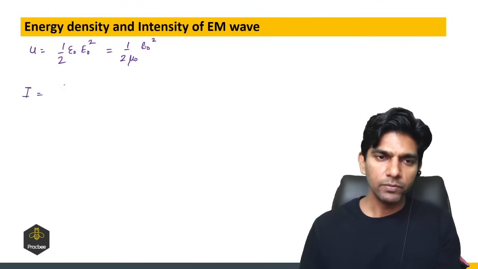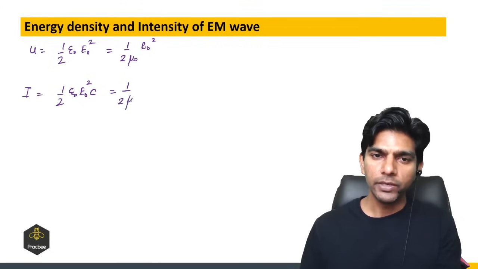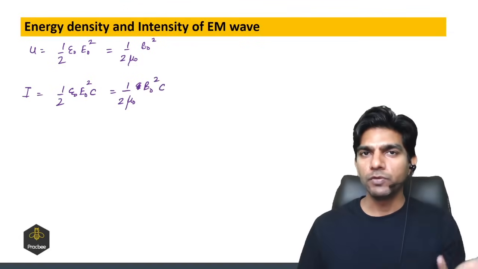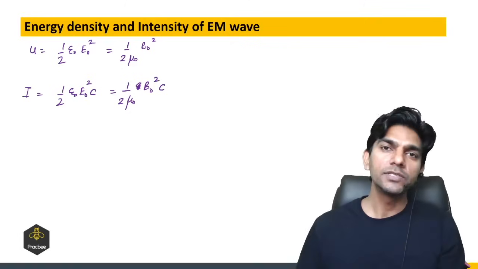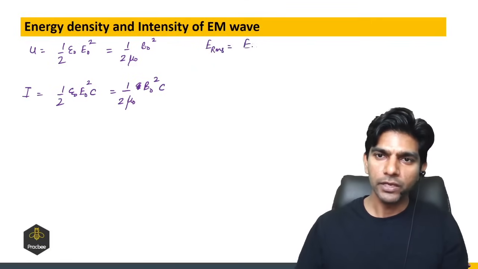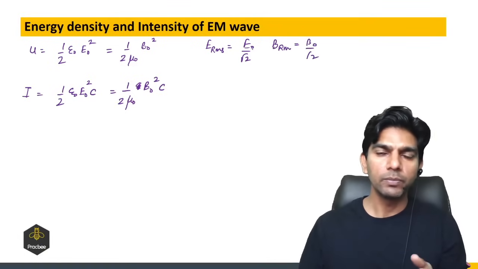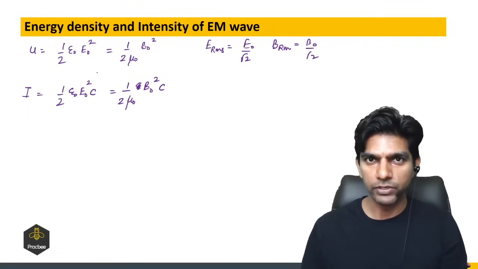And what is the intensity? Intensity will be given by 1 by 2 epsilon naught E naught square times C, where C is the speed of the electromagnetic wave, and it can also be given by 1 by 2 mu naught B naught square times C. If you want to show the energy density and intensity in terms of the RMS values of electric field and magnetic field, we know that E RMS equals E naught by root 2. Similarly, B RMS is B naught by root 2. So we can replace E naught and B naught in terms of E RMS and B RMS in these equations and derive the formula.